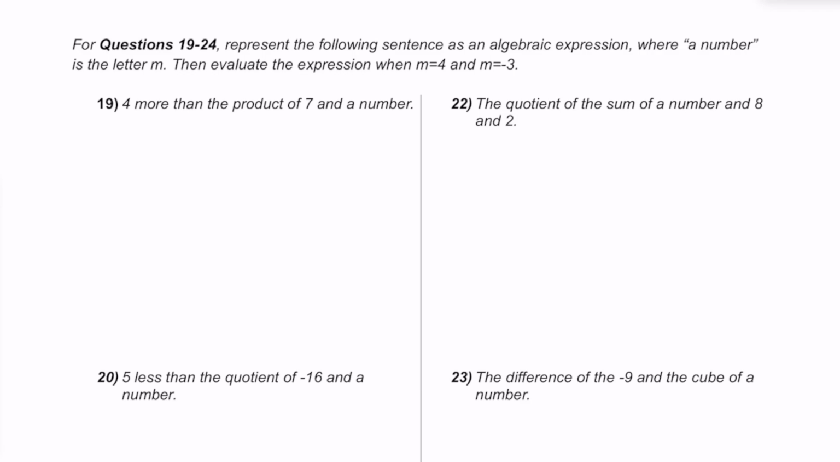All right, so for 19, we have 4 more than the product of 7 and a number. So a number here is going to be my letter m. So I'm going to go ahead and think about that. So it's 4 more than, we're going to add on 4 to the product of 7 and a number.